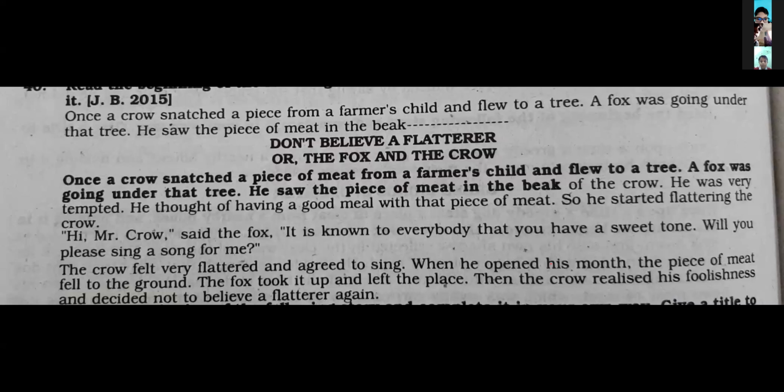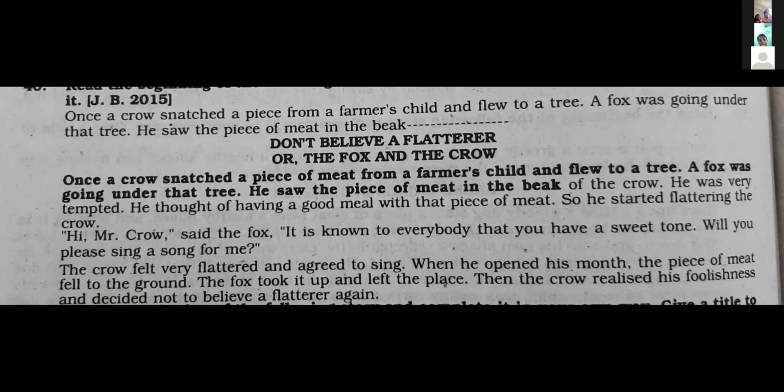Okay, Miss Eba will tell me now. Okay, miss. Once a crow snatches a piece of meat from a farmer's child and flew to a tree. A fox going under the tree. He saw the piece of meat in the beak of the crow.